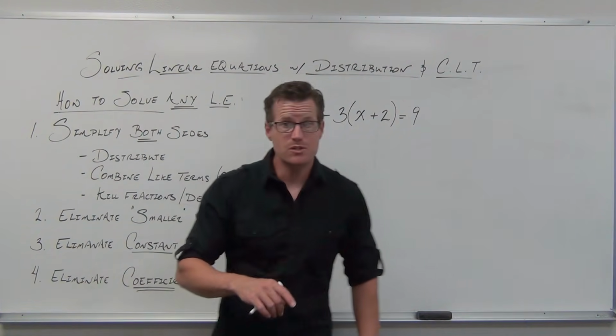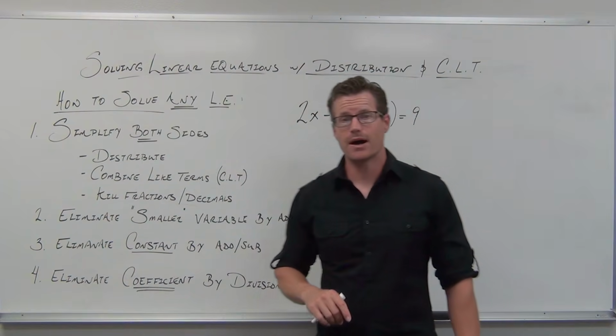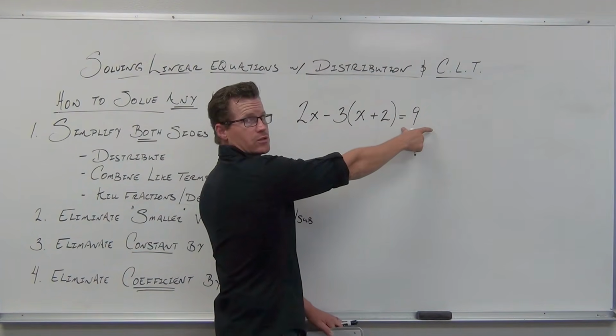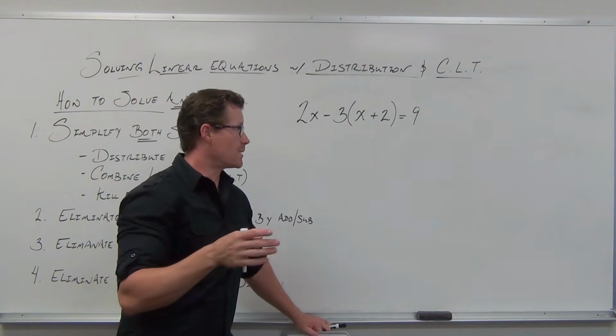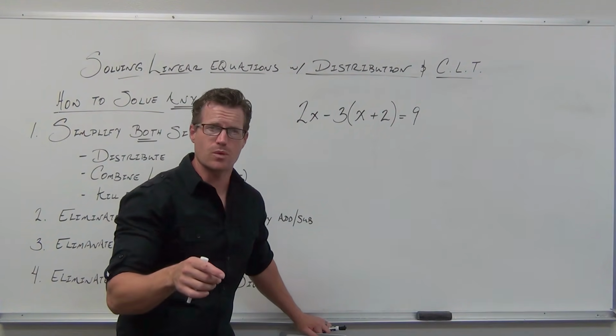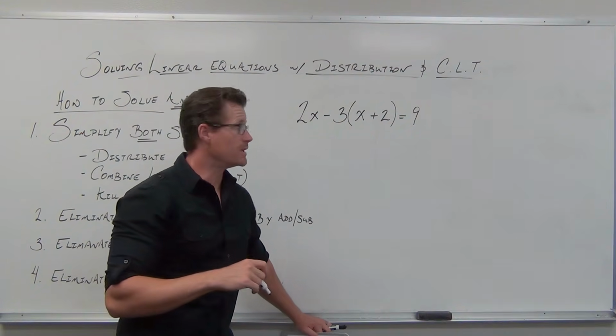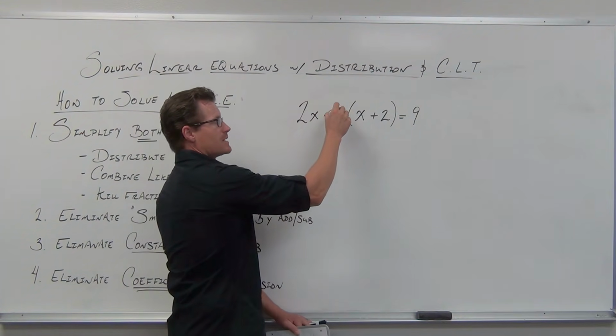Now, answer this question for yourself. Do you have to simplify it? Well, this side, no, you're good. Totally good. This side, heck yeah. Now, you've got parentheses, you're going to have to distribute this. You're absolutely right, but let's be real careful what we're distributing. It's not just 3.